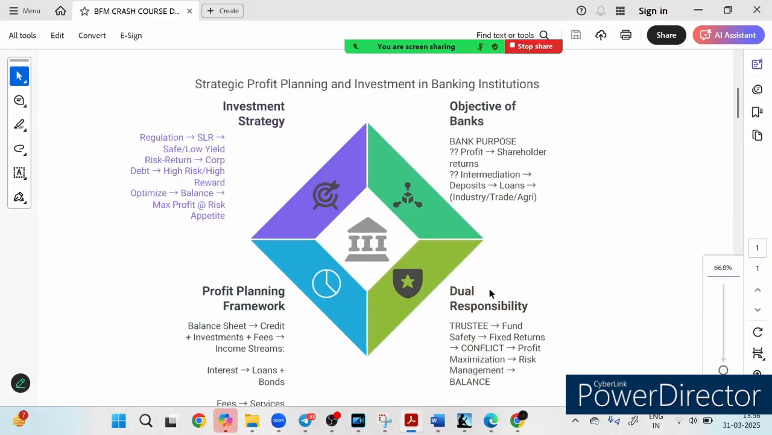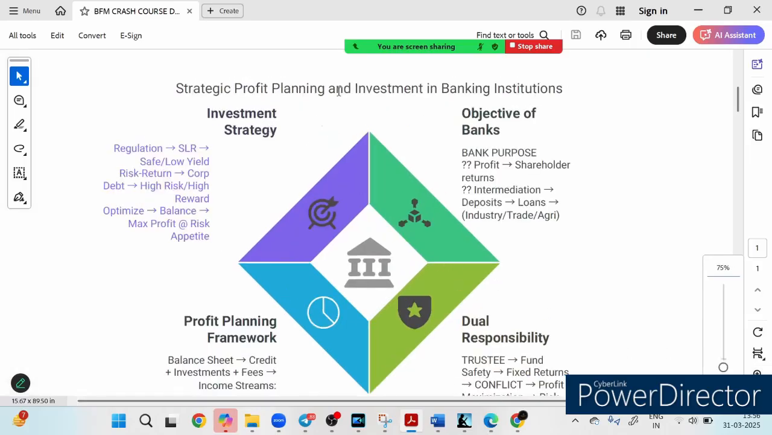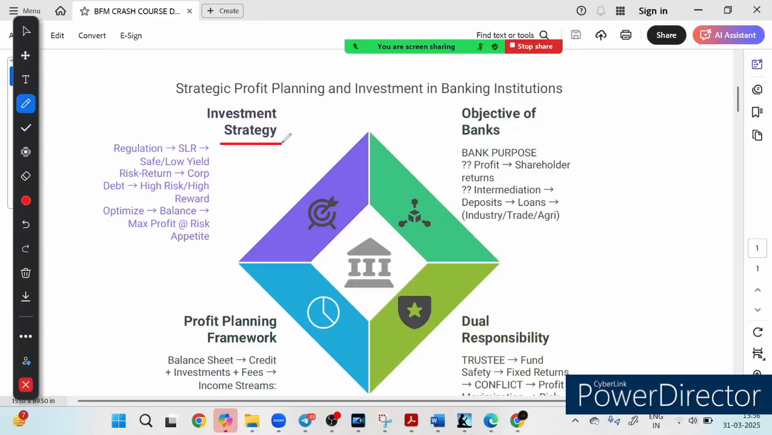Now friends, let's look at the other part of it. The other part you can see is the investment strategy. What is the meaning of this investment strategy? On the left you can see that banks carefully design their investment strategy by balancing risk and reward. I already told you that risk and reward have to be balanced. There are some low risk investments like those regulated under SLR. They are safe, low risk. They offer stability but lower yield. Obviously, since stability is there, yield is also lower.